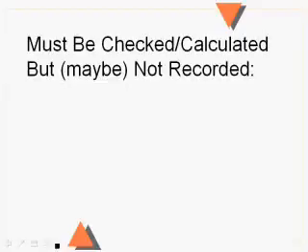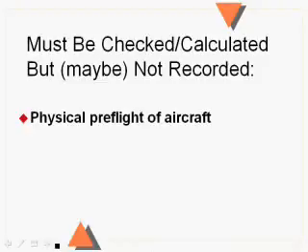Okay, now the following list here is a list of things that you're going to have to check or calculate, but it's not specifically written down anywhere that you have to write these things down. I'm going to suggest it's a good idea if you write these things down in case somebody asks if you get ramp checked by the FAA, but there's no FAR that says when you do these things, you then have to write them down.